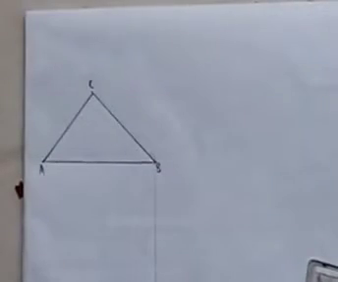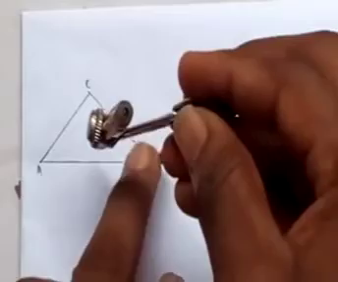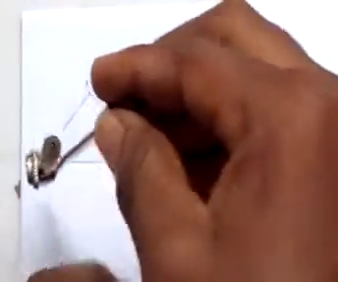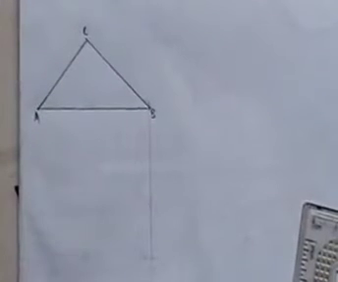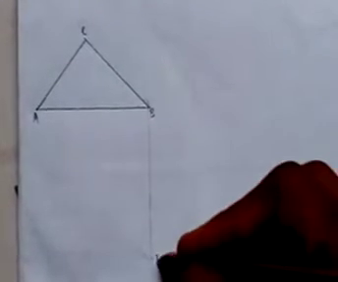Then the next step is we'll draw this perpendicular, which should be the same length as AB. So I'm going to open my compass to AB and transfer the length to this perpendicular. So you can see it cuts it here, let's call this D. It cuts it at D.